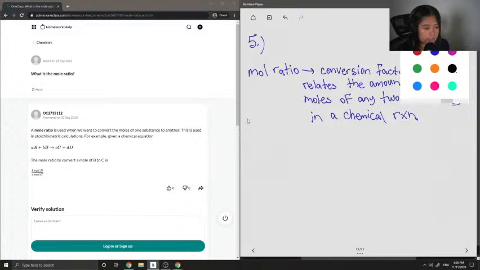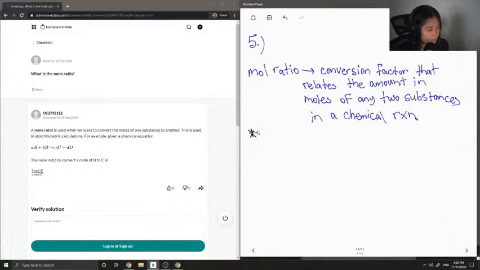I'll also write like a little note. Basically, you can find the mole ratios by looking at the numbers in a chemical formula. That comes from the coefficients.